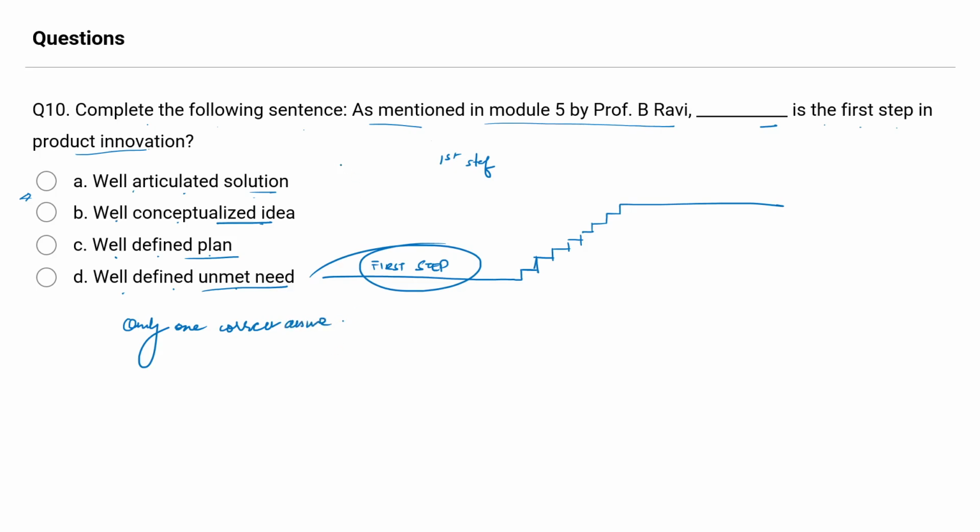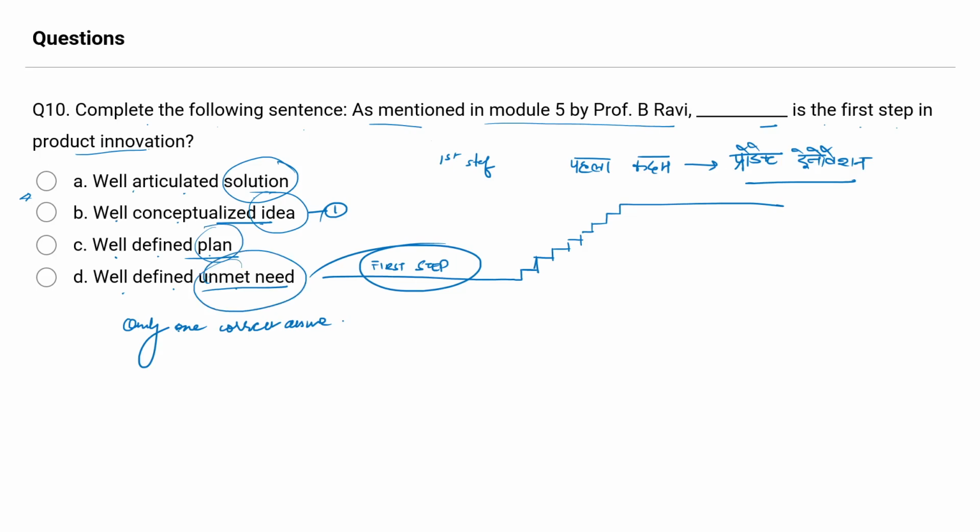So we have got one vote for option B. Let's see. According to Professor Ravi, what is the first step of product innovation? यानी कि product innovation के तहत पहला कदम क्या होता है? First step. Is it the well articulated solution? Is it the idea? Is it the well defined plan or well defined unmet need?